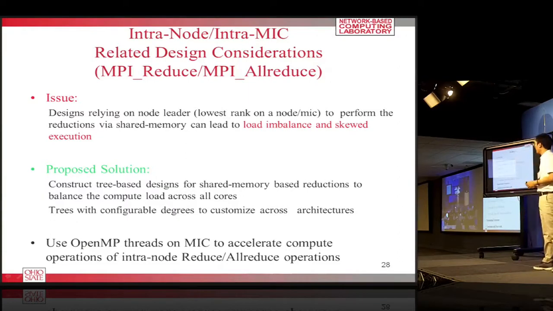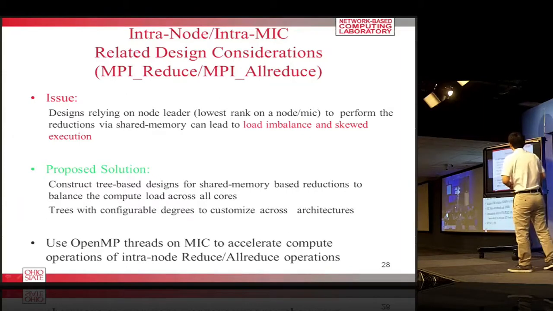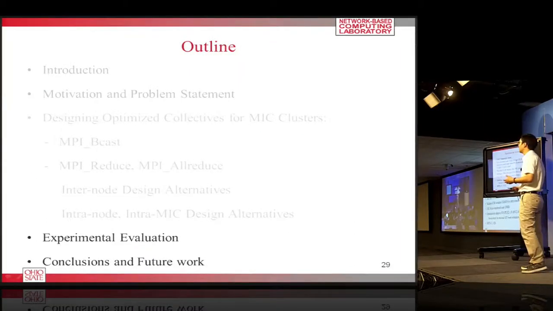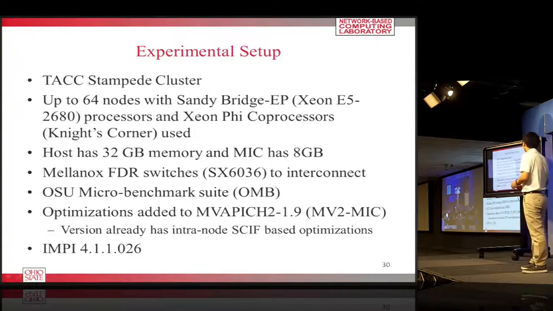Okay, now I want to show some numbers with all of these designs. Our experiments were conducted on the MPI cluster, and we used up to 64 nodes. Each node has 32 gigabytes of memory. For the MIC, we only have 8 gigabytes of memory. Each node is connected by a Mellanox FDR switch.